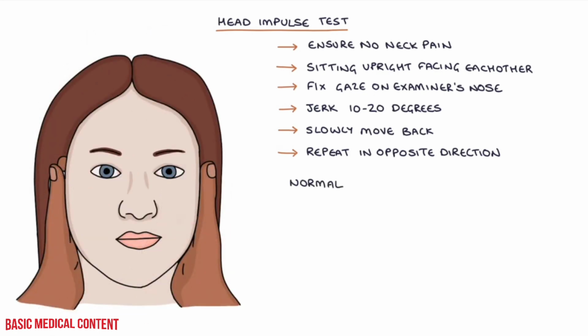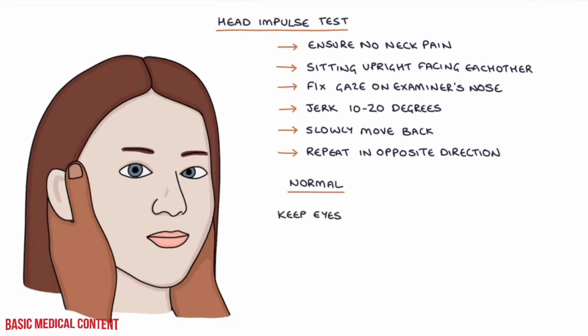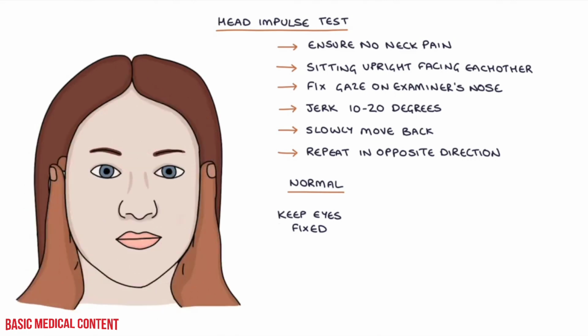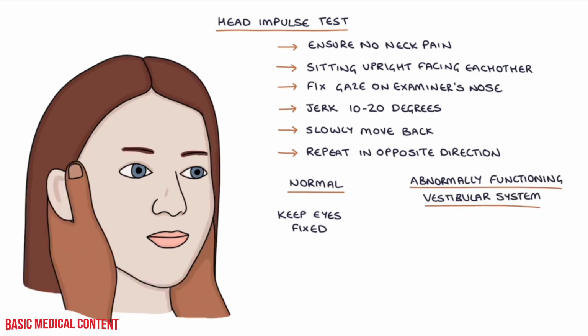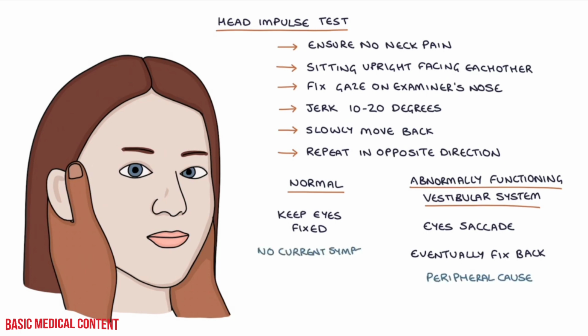A patient with a normally functioning vestibular system will keep their eyes fixed on the examiner's nose. In a patient with an abnormally functioning vestibular system, for example with vestibular neuronitis or labyrinthitis, the eyes will saccade, meaning they rapidly move side to side as they eventually fix back on the examiner's nose. The head impulse test helps diagnose a peripheral cause of vertigo. It will be normal if the patient has no current symptoms or a central cause of vertigo.